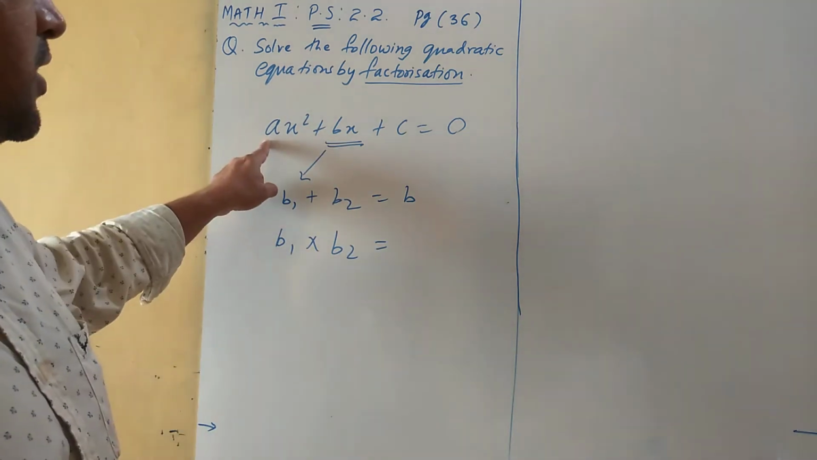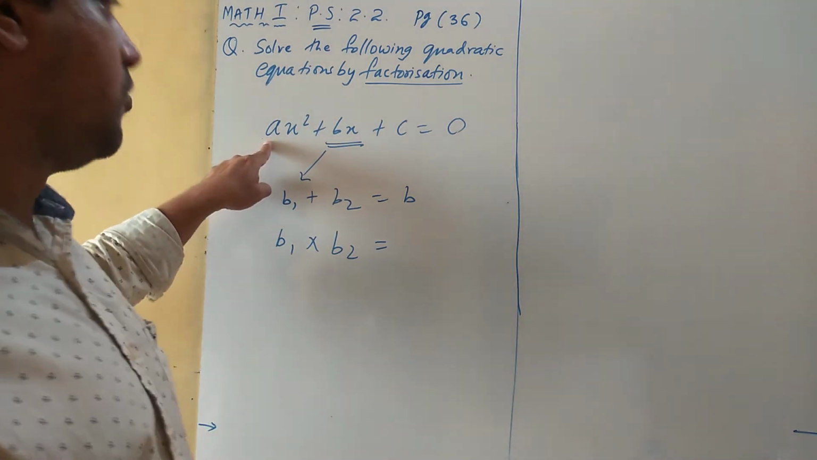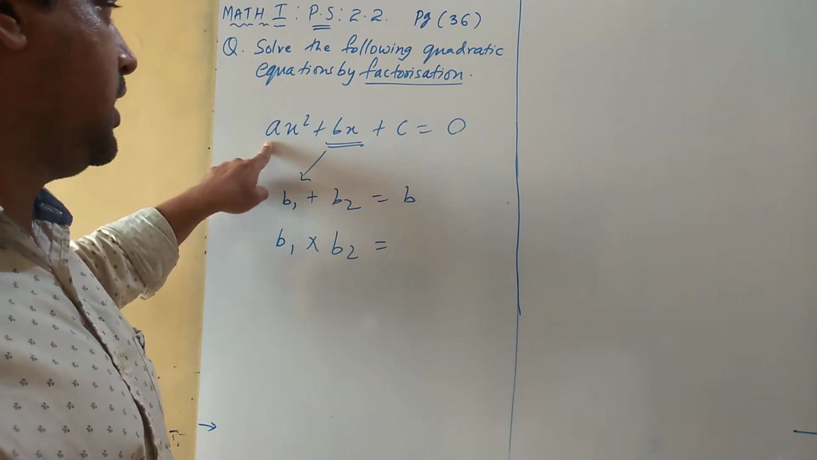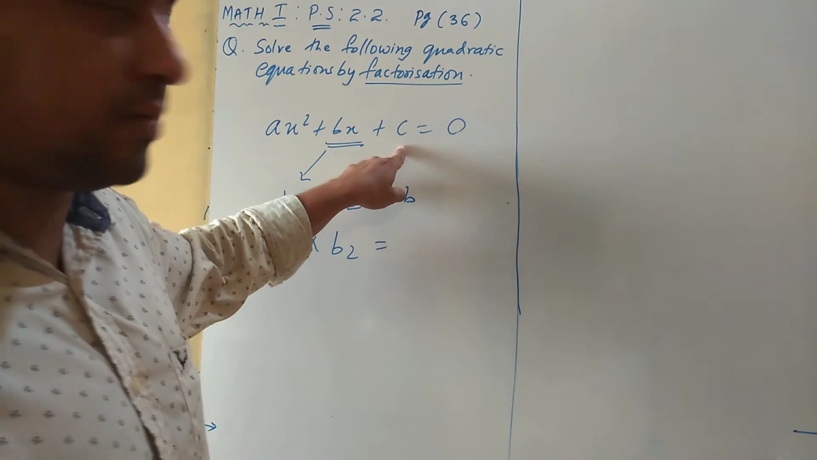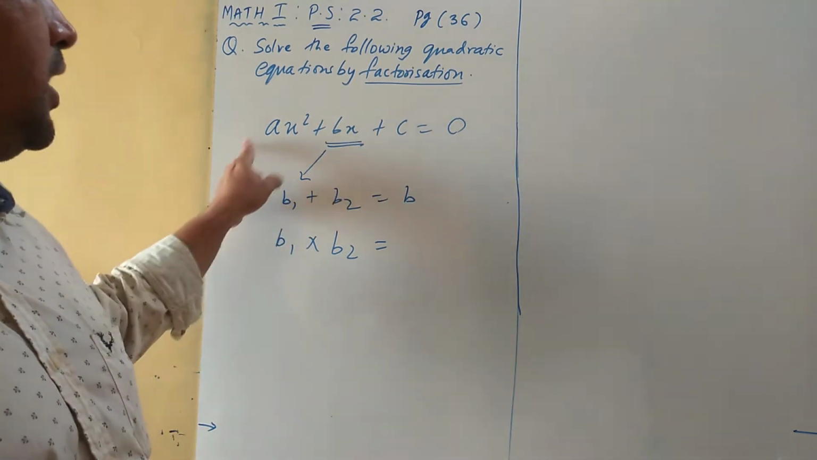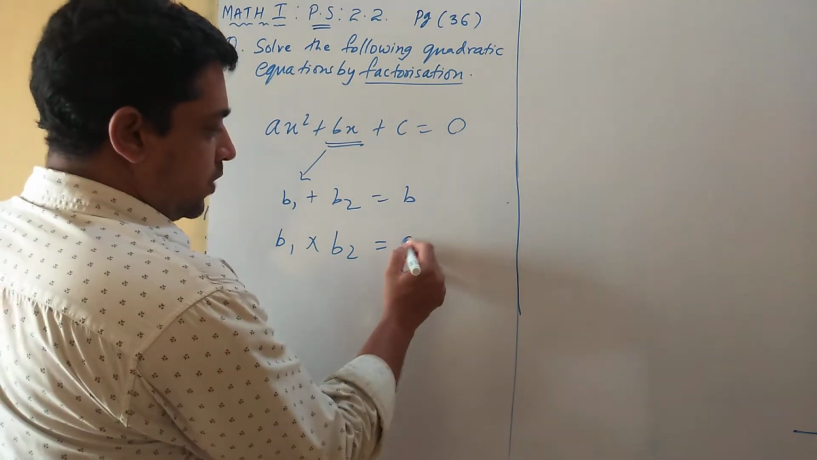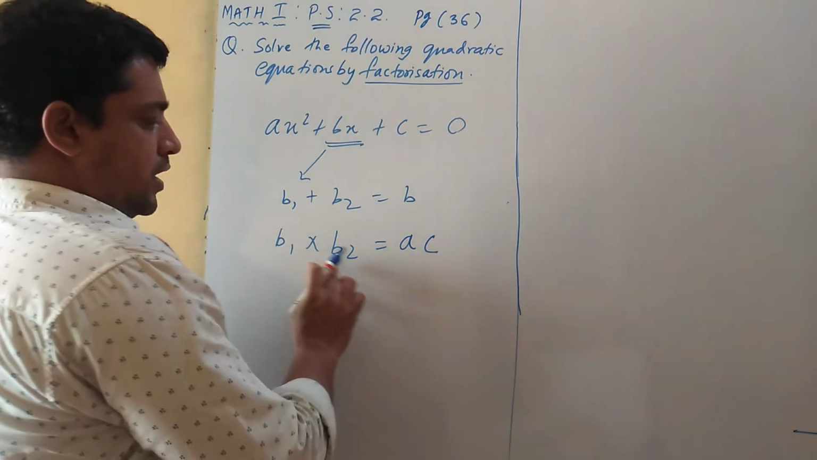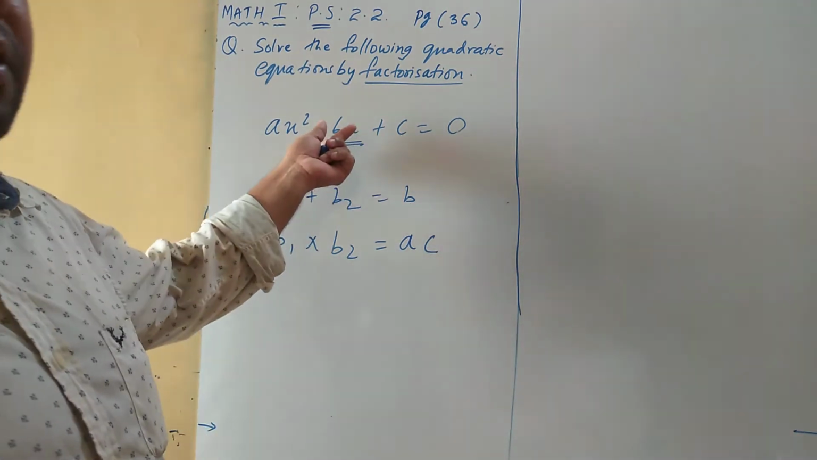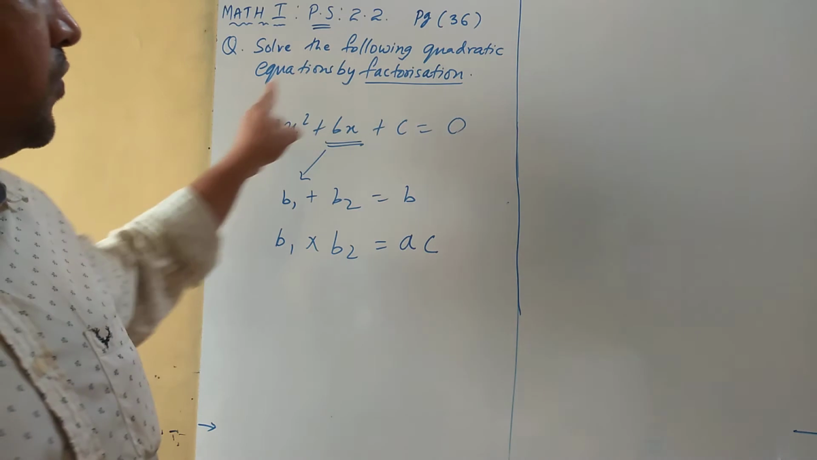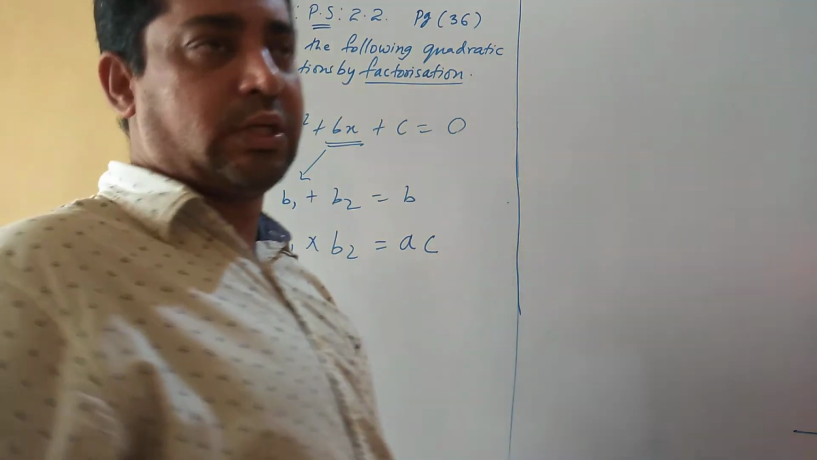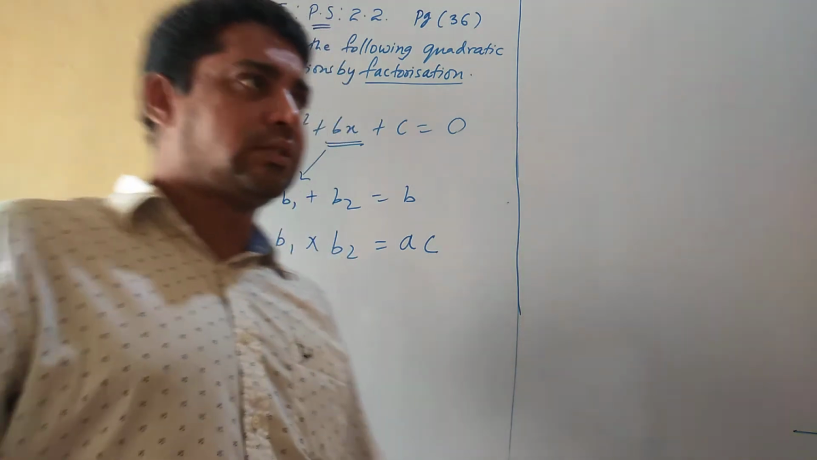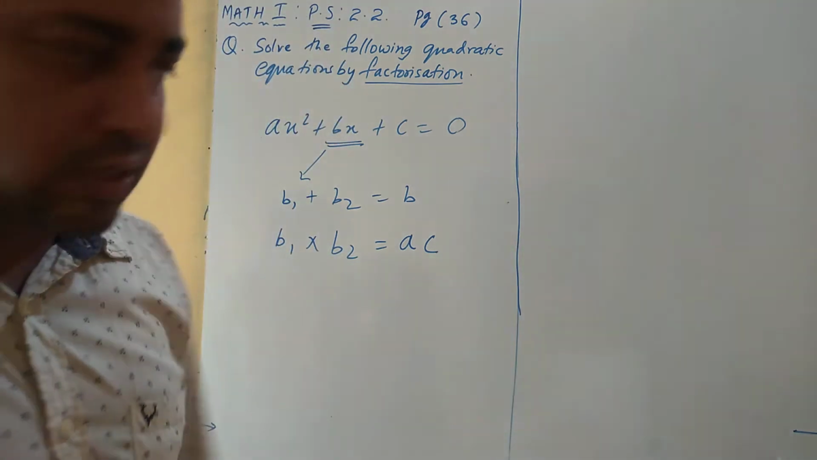That is, here the coefficient of the first term is a and the coefficient of the third term, which is the constant term, is c. So a into c is ac. So once I multiply b1 and b2, whatever numbers I have split here, I should get the product of the first and third. This is the most important step. Once you understand this, all the sums are very easy.